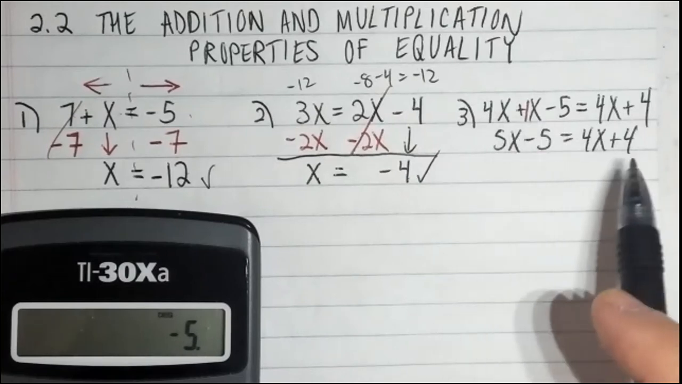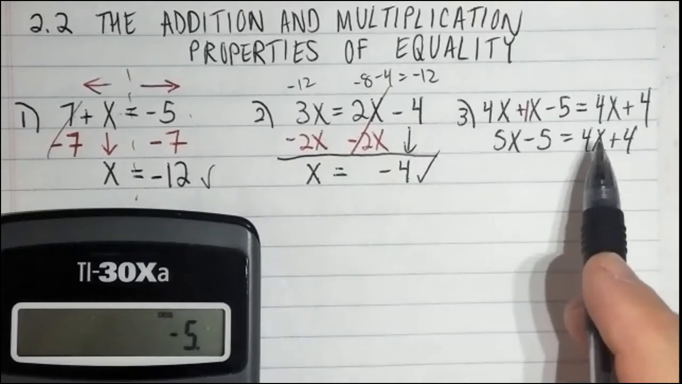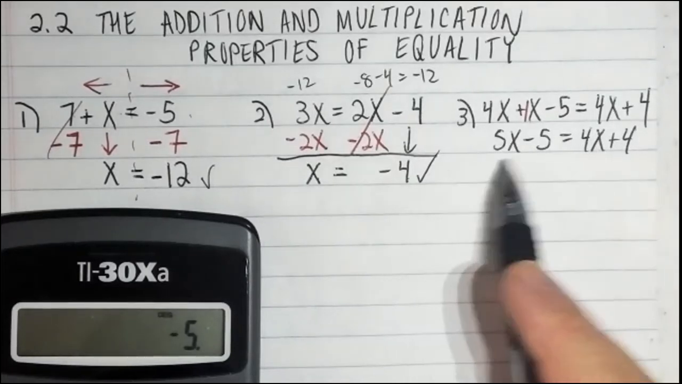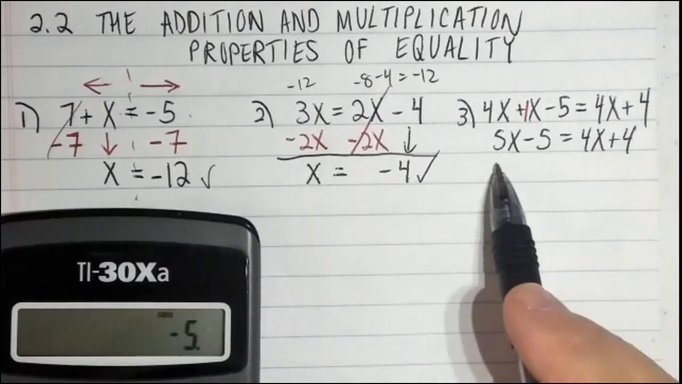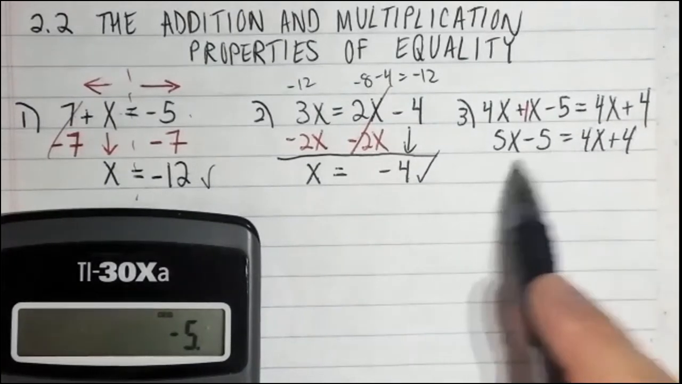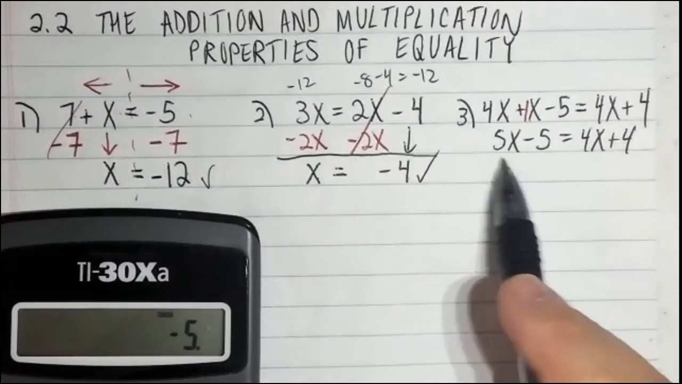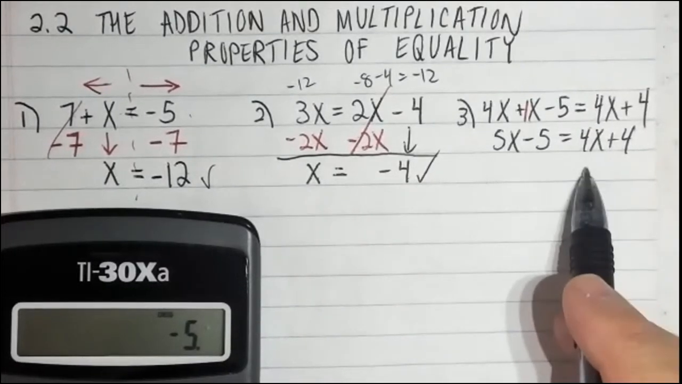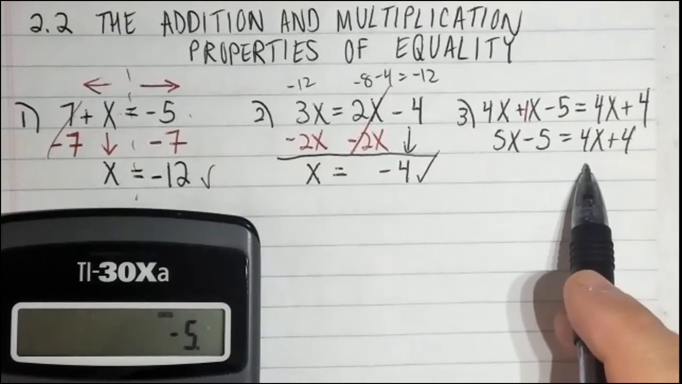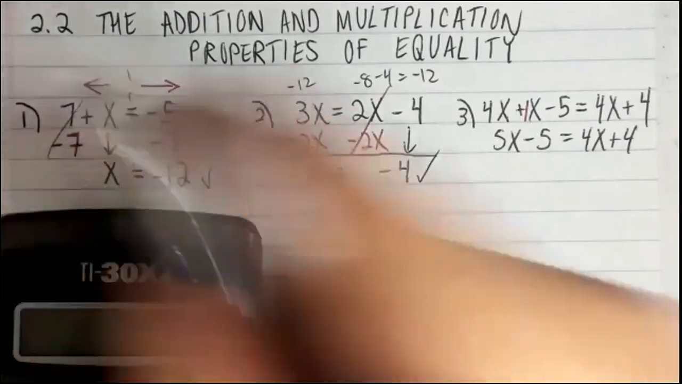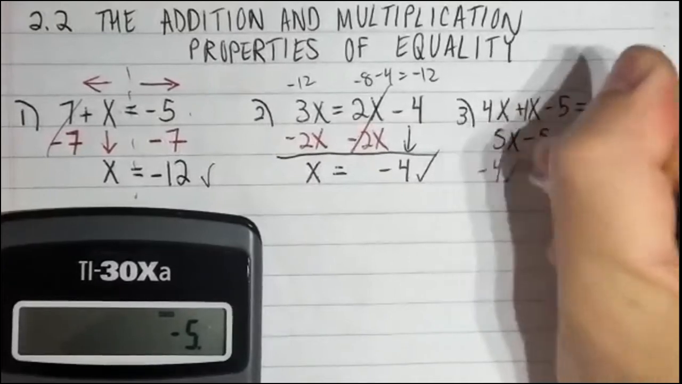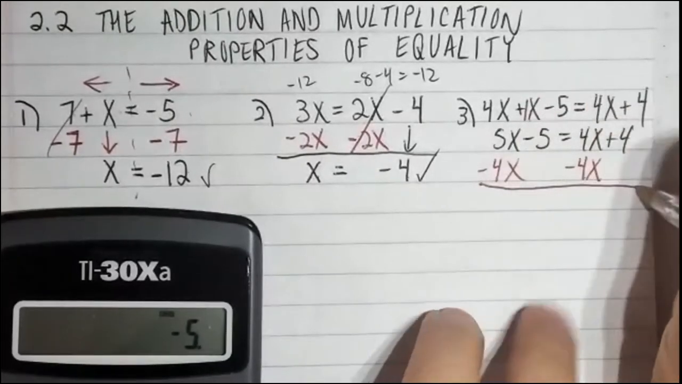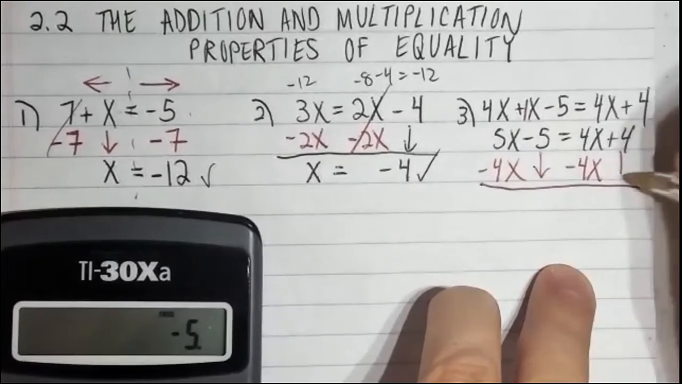Before I start removing these constants or getting all the constants on the same side, I need all the variables on one side and all my constants on the other side. Again, I can get rid of whichever one I want. It's a lot easier if I just get rid of the 4x, because if I did subtract 5x, I'm going to have a negative 1x over here. If I can avoid getting a negative 1x instead of a positive, I'd rather have that positive 1x. So my first step would be to move all my variables to one side.